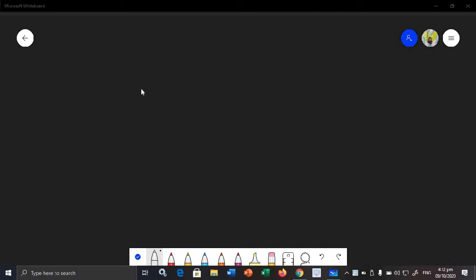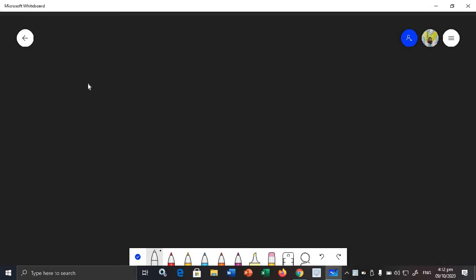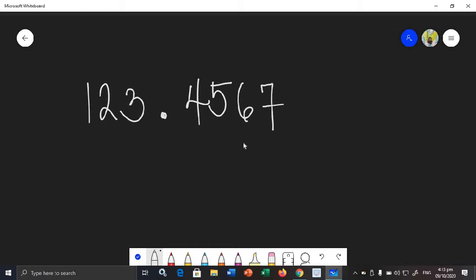Sa fraction kasi, merong fraction bar, yung over. Pero dito, merong decimal point. So, let's review yung place value. So, let's say we have here 123.4567. Say yan. We have that given.